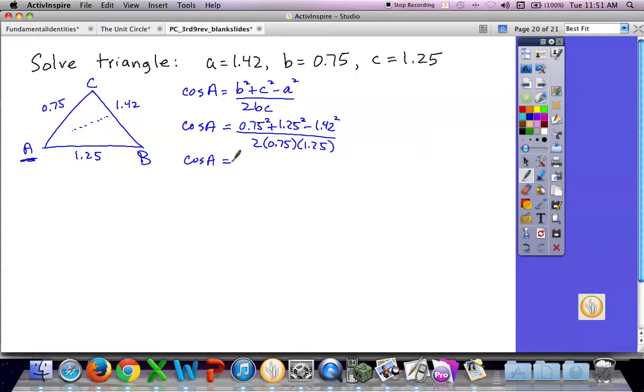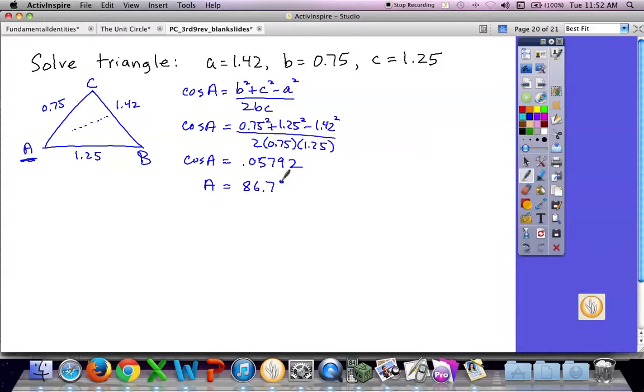put all that in the calculator: 0.75 squared plus 1.25 squared minus 1.42 squared, in parentheses, divided by, begin parentheses, 2 times 0.75 times 1.25. And I'm getting 0.05792. So do a cosine inverse on that. 86.7 degrees.